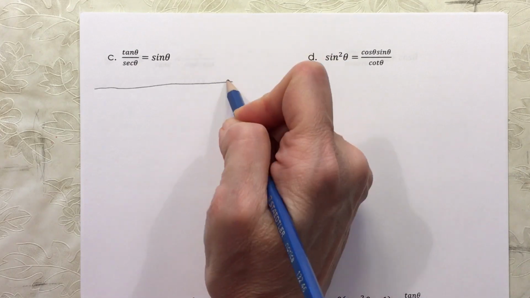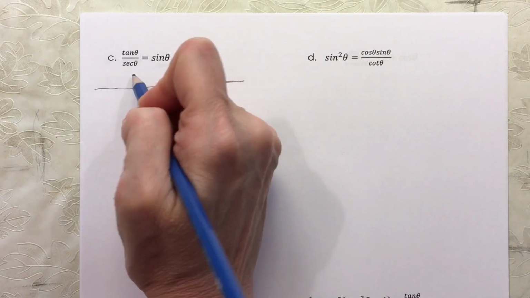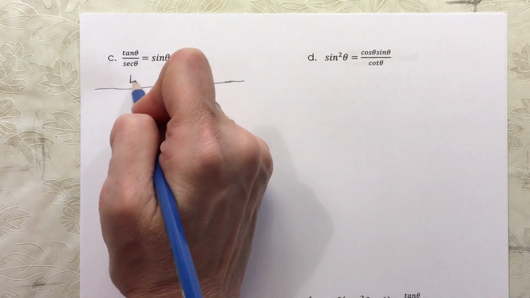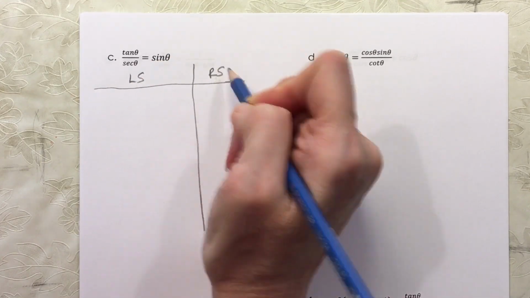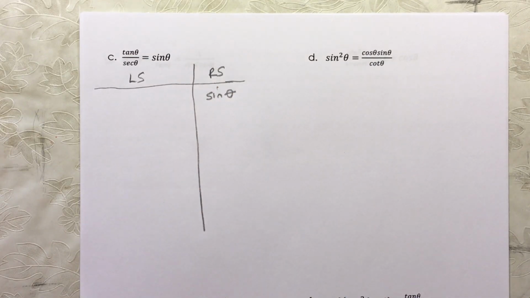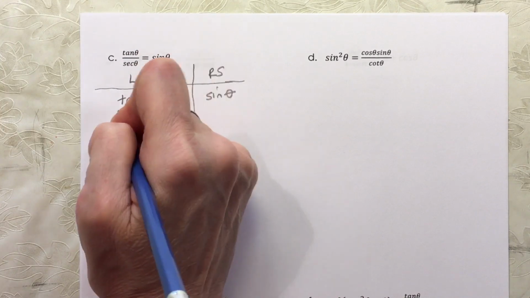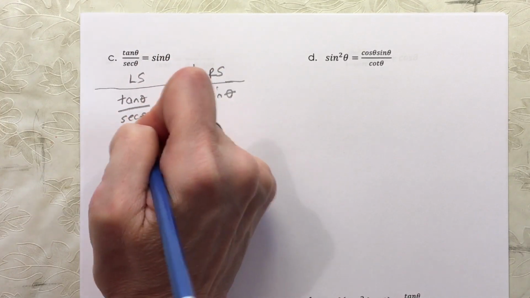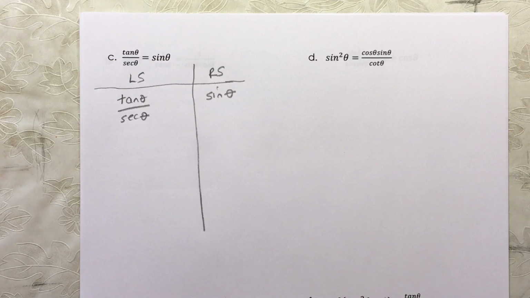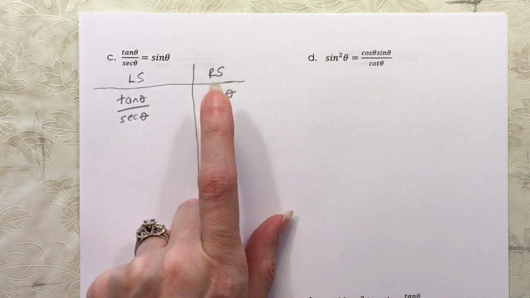So this one, I'm going to put my T a little bit over to this so I have more room on the left side than the right side, because I can see that the right side looks like it's done. There's nothing I feel like I could do. It's just sine theta. So I'm going to focus my work on the left side here. And I notice again that the right side is made out of one of the building blocks. So I think about sine theta and cos theta as kind of being the building blocks.